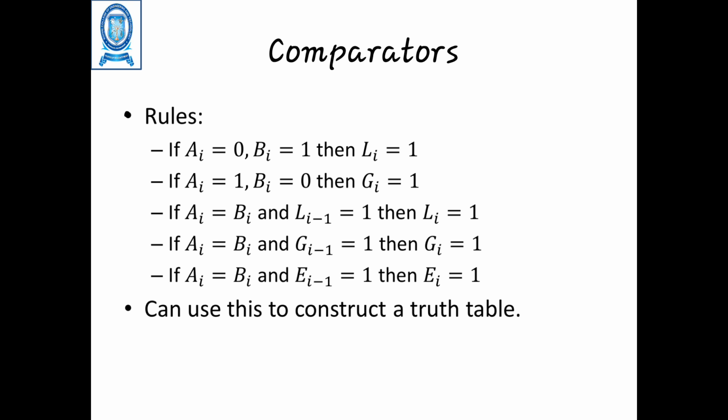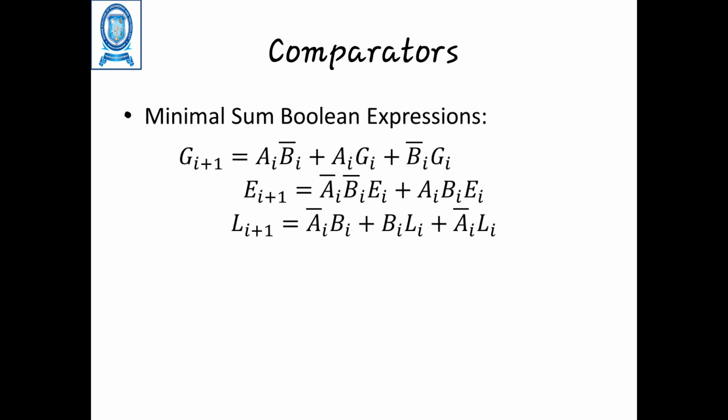This comparator is used to compare two input numbers, and based upon this comparison the output is considered as greater than, equal to and less than. So we can write the minimal sum of Boolean expressions: Gi plus 1 for greater than, Ei plus 1 for equal, and Li plus 1 for lesser. By using the two tables we can write like this.